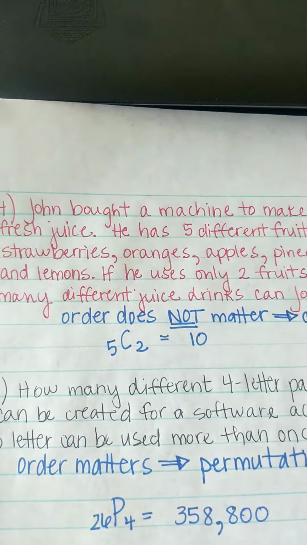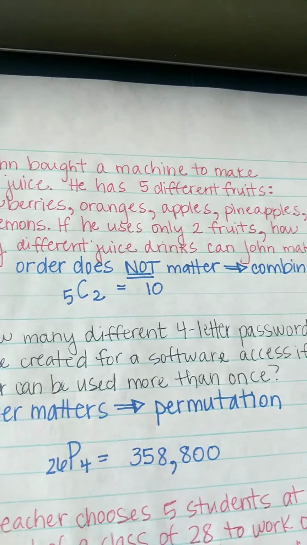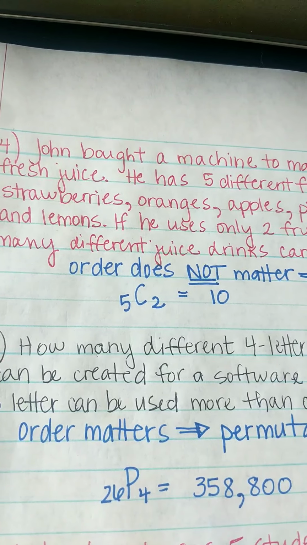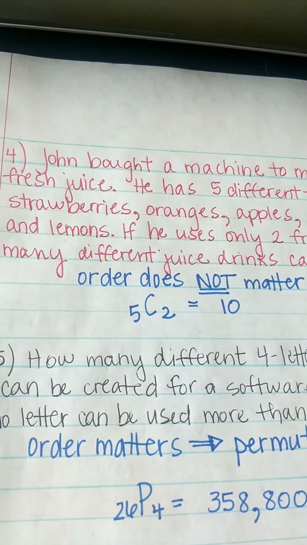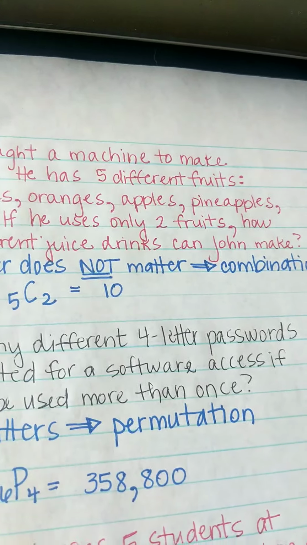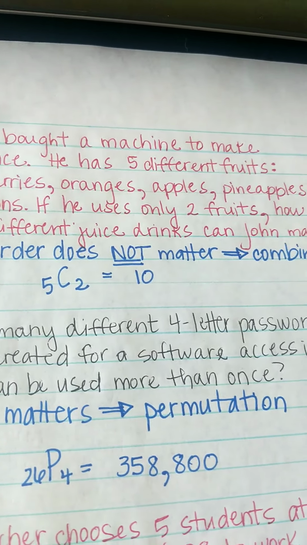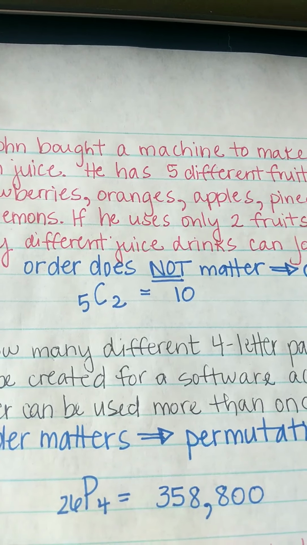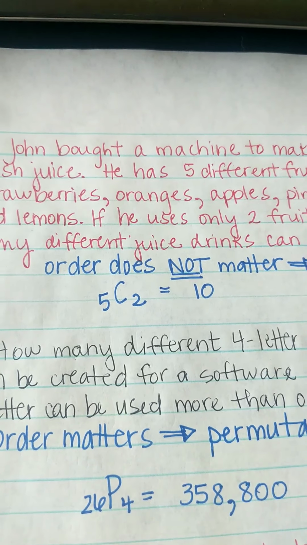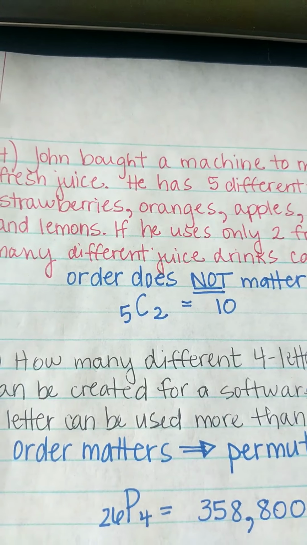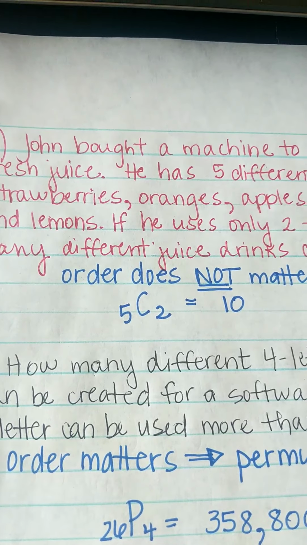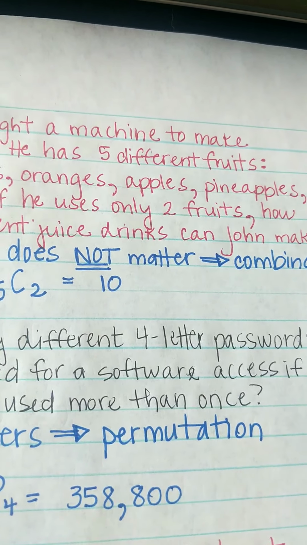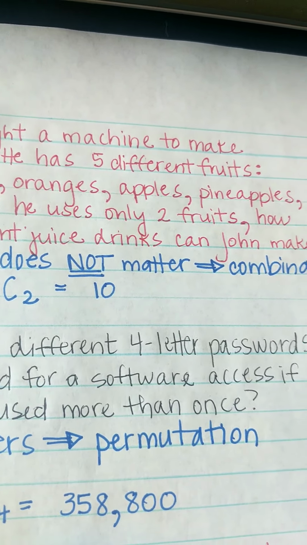Okay, next example. John bought a machine to make fresh juice. He has 5 different fruits: strawberries, oranges, apples, pineapple, and lemons. If he uses only 2 fruits, how many different juice drinks can John make? Okay, in this situation, order does not matter. I'm going to put them all in my blender, blend them up, squeeze them, make juice together. So because the order does not matter, this is going to be a combination. This is going to give us fewer choices when order does not matter, okay?